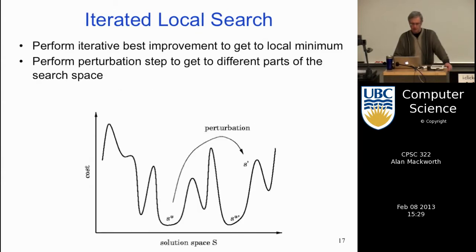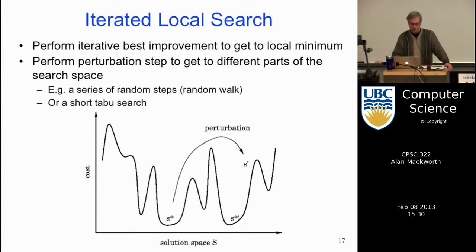Empirically, iterated local search, these are all slightly different search techniques. You perform iterative best improvement to get to a local minimum, and then you take a perturbation step. You take a jump, some random jump, not just a local random walk, but a big jump to get into different parts of the search space.